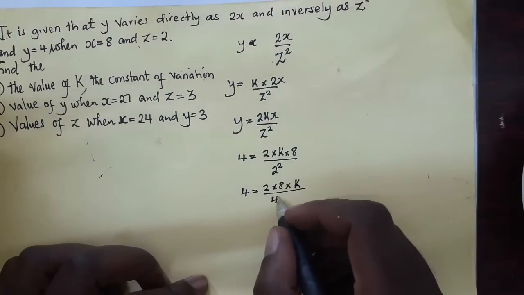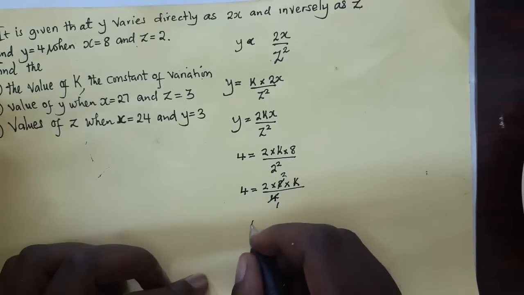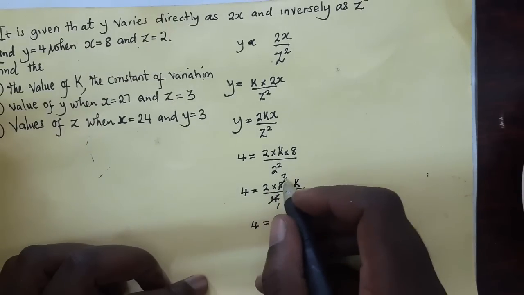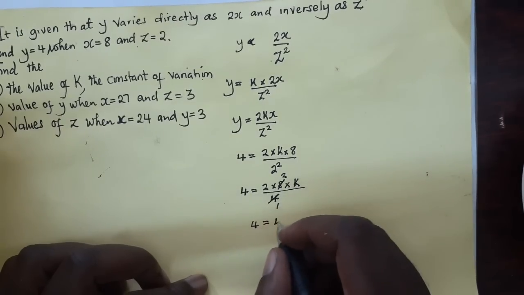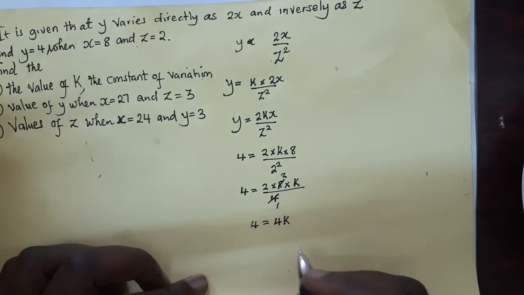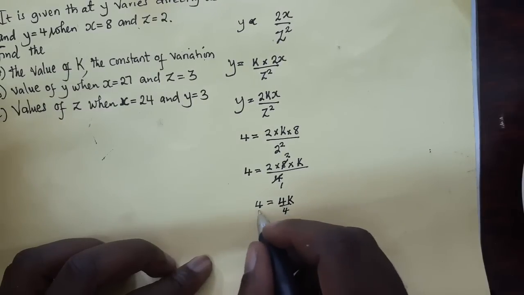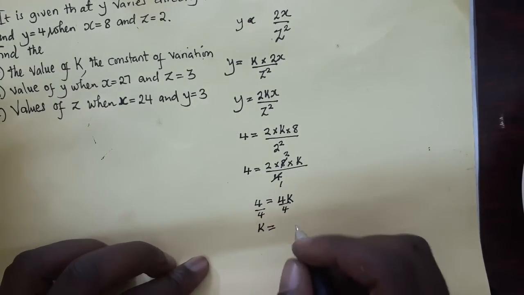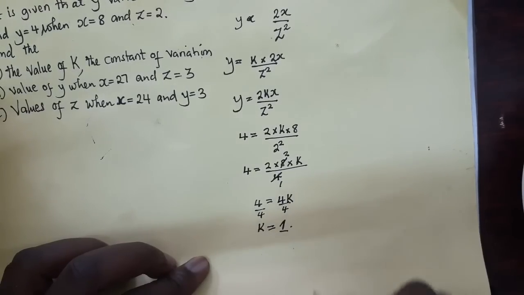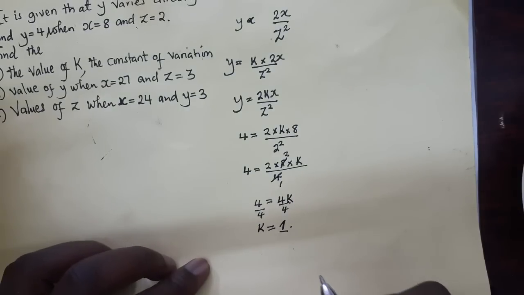Then 4 into 4 is 1, 4 into 8 is 2. So we're going to have 4 is equals to 2 multiplied by 2, it is 4. Then 4 multiplied by k, we're going to have 4k. All right? So to find the value of k, we're going to divide both sides by 4. Therefore, k is equals to 1. Are we there? The value of k is 1.